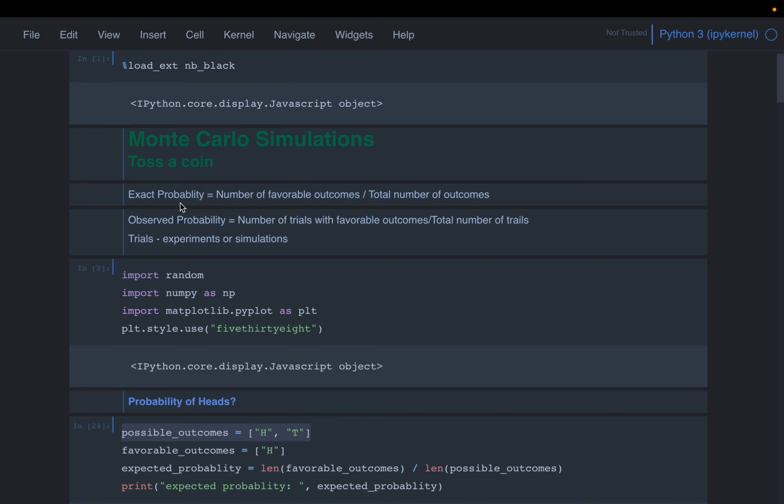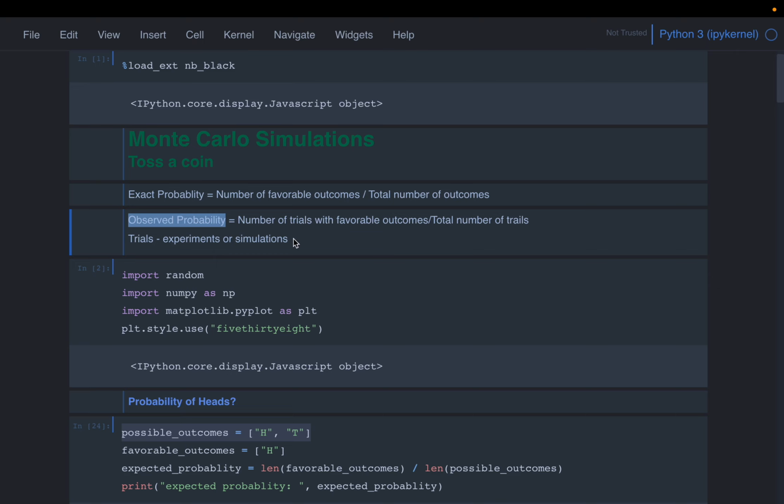Now, or the theoretical or analytical probability, right? The second way to compute the probability is simply to repeat the experiment n number of times and count how many times we have the favorable outcome. Okay, so again divide these 2 numbers.